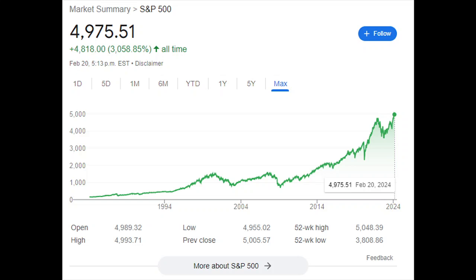A lot of people strive to beat the S&P 500. A lot of people are content with the S&P 500's returns. What if I told you there's a way that you could easily beat the S&P 500? Well, you probably wouldn't believe me, but I want to show you anyway.